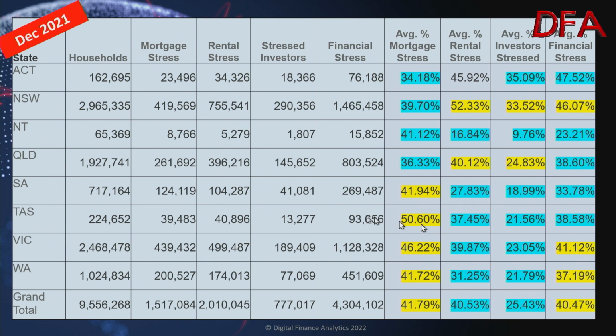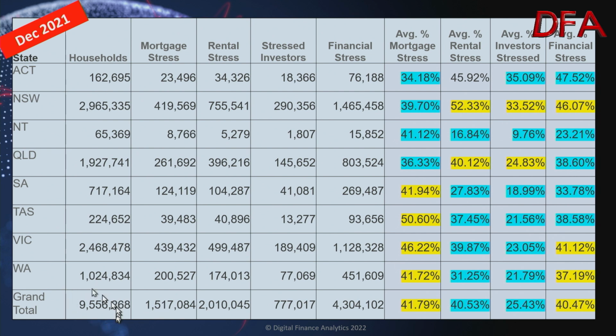Now, this is by state. And the way to read this is you go down the page in each state, number of households, and then how many of those are in mortgage stress, rental stress, investor stress, and financial stress. And then I calculate the movements. Basically, if they're yellow, that means they've gone up compared with last month. So you can see there that South Australia, Tasmania, Victoria, Western Australia, and the total are also all up, 41.79%. And that equates in mortgage stress terms to 1.5 million households.